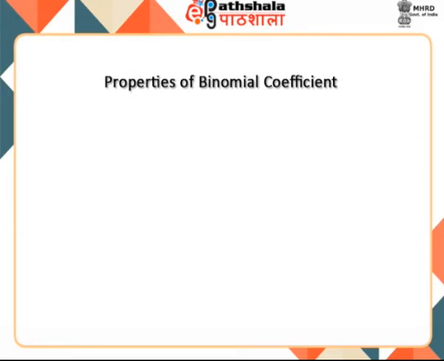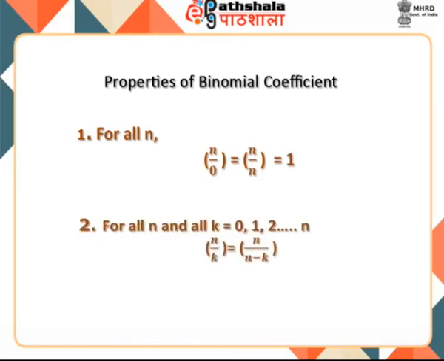The properties of binomial coefficients are as follows. Firstly, for all n, n choose 0 is equal to n choose n, which is equal to 1. This follows from the result that 0 factorial is equal to 1. And secondly, for all n and all k equal to 0, 1, 2, and so on up to n, n choose k is equal to n choose n minus k. This result simply means that selecting k elements to form a subset is just like selecting n minus k elements from the complement of the subset.